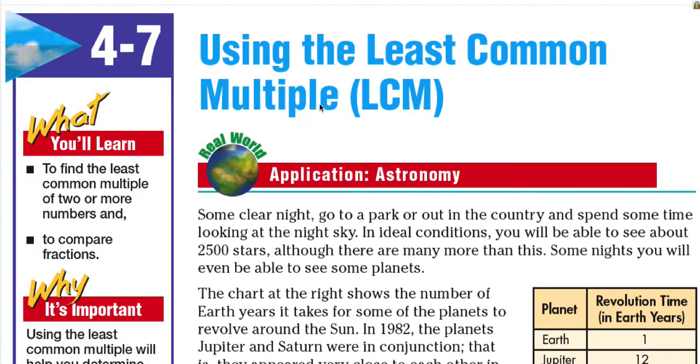Lesson 4-7, using the least common multiple or LCM. In this lesson, you learn to find the least common multiple of two or more numbers and to compare fractions. Let's take a look at this example on astronomy.